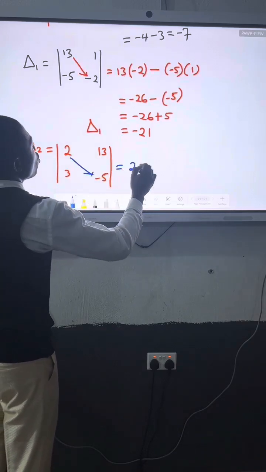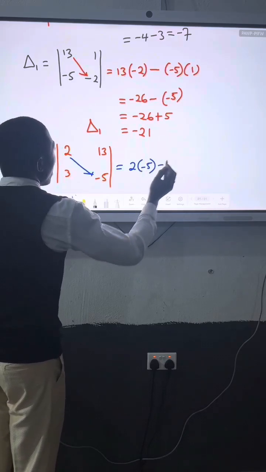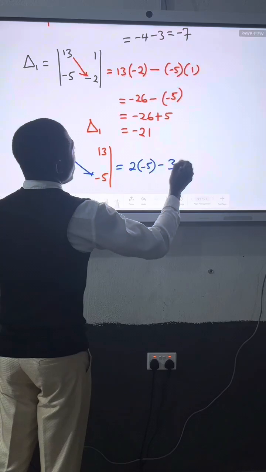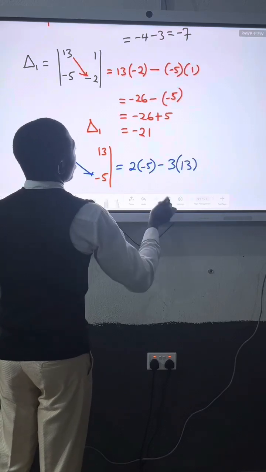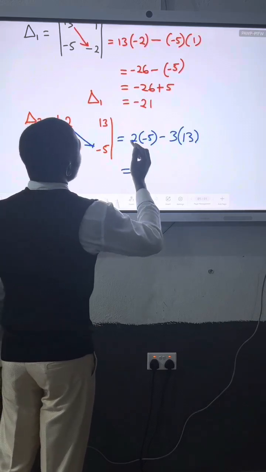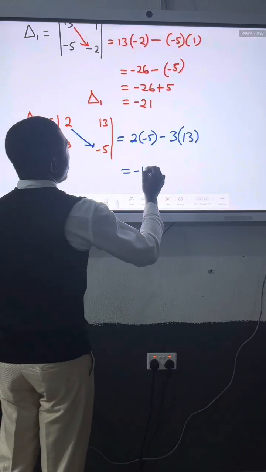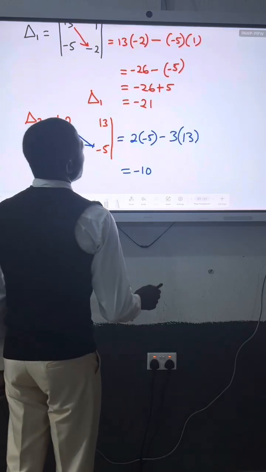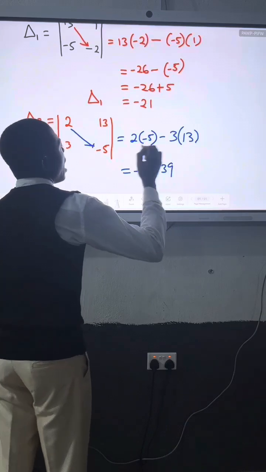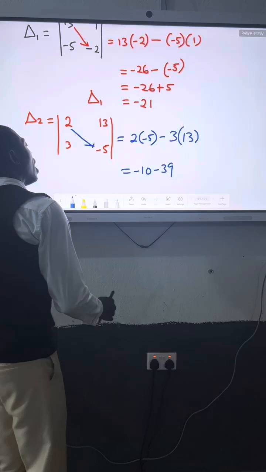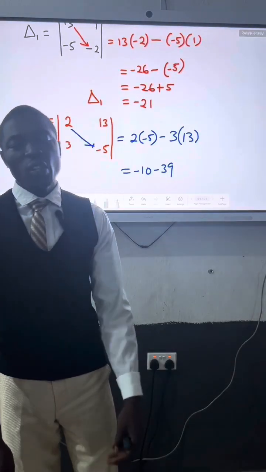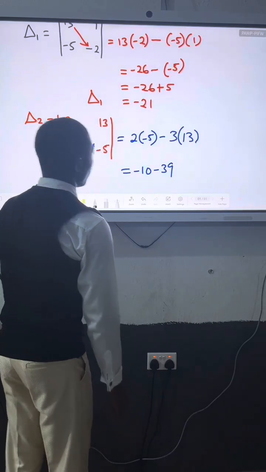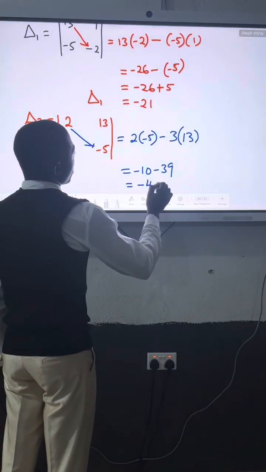Let's go. So we have 2 multiplied by negative 5 minus, now go this way, you have 3 multiplied by what? 13. All right. So 2 multiplied by negative 5 will give us negative 10. And then negative 3 multiplied by 13 will give us negative 39. Yes, negative 39. Now, negative 10, negative 39 means you borrow 10 and have not returned, and then borrow another 39, you will be owing 49. So here is negative 49.